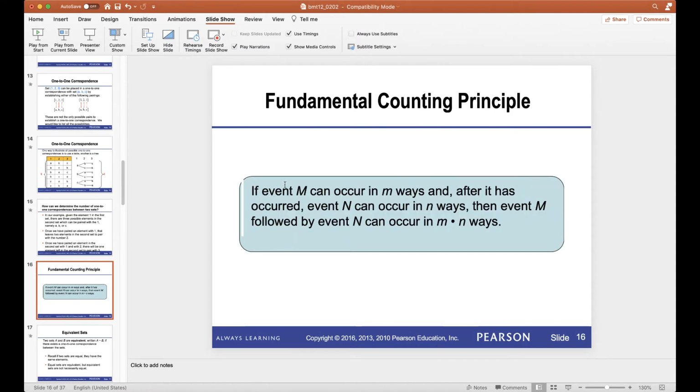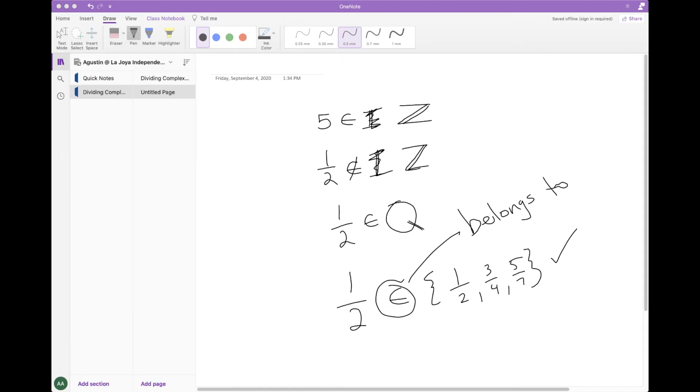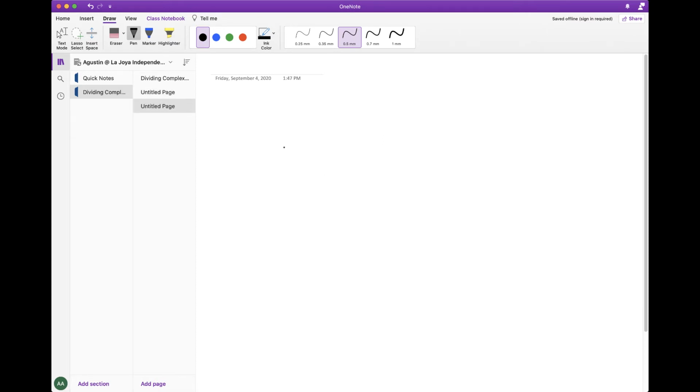So if event M can occur in m ways, and after it has occurred, event N can occur in n ways, then event M followed by event N can occur in m times n ways. Okay, so let me just describe this real quick. What are they trying to say here? So what we're trying to say is this, right? How many possibilities? And you've seen this example, it's sort of like when they ask you, you have 3 pairs of jeans, right?